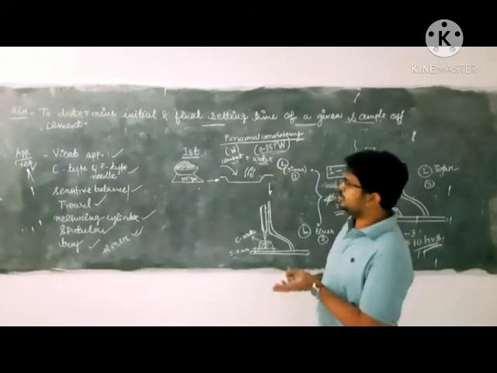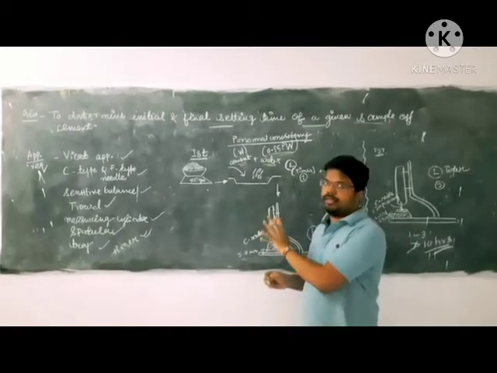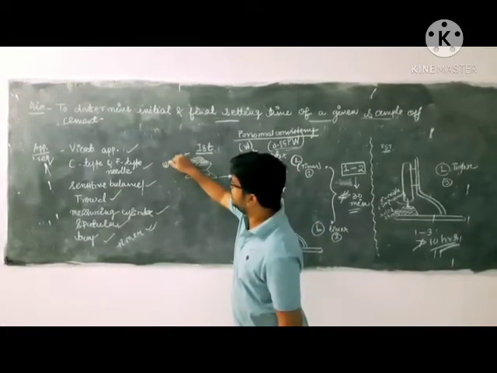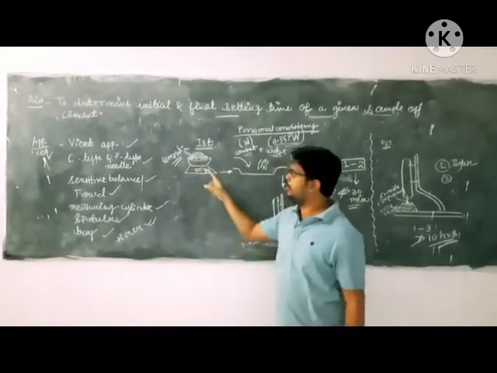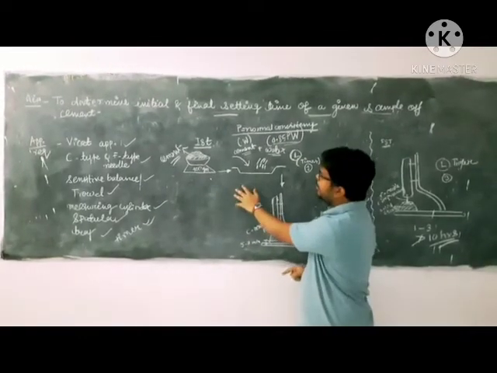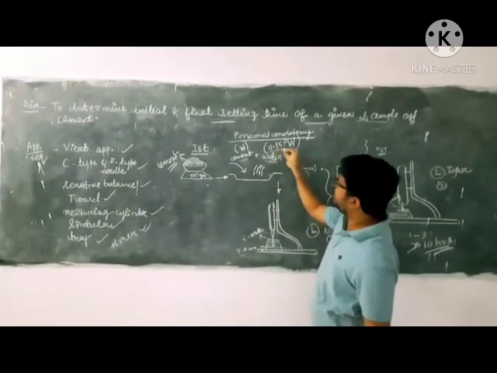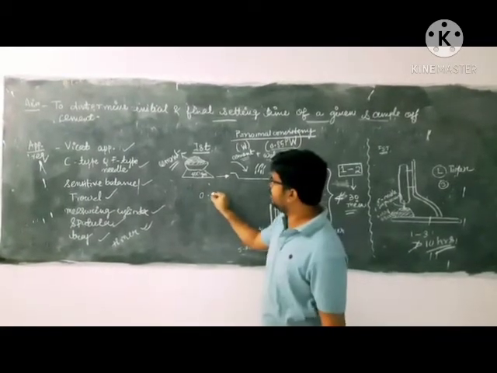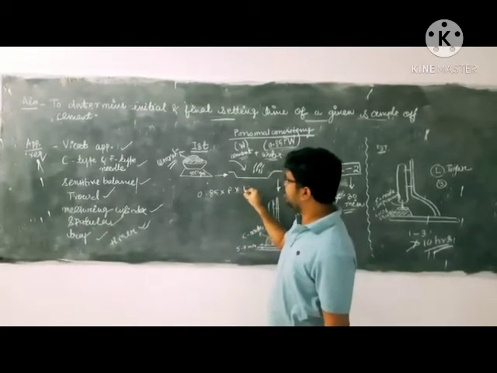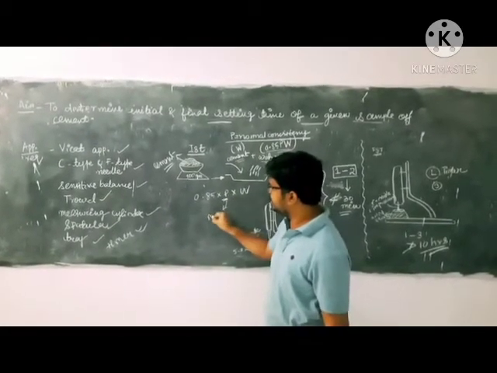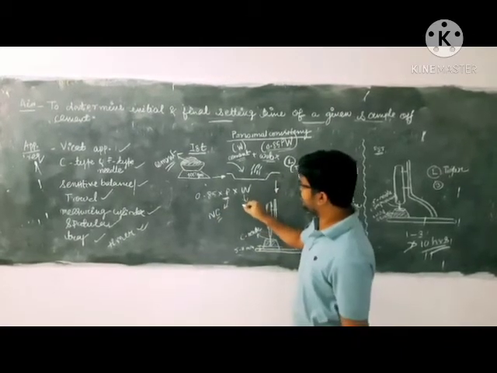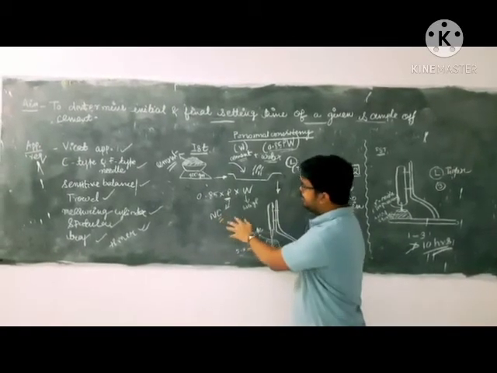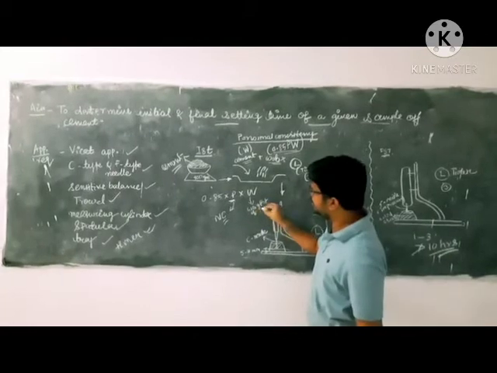So let's understand the concept in brief. First, we will take 400 gram of cement. I am talking about initial setting time. After taking 400 gram of cement, we will mix 0.85 pW amount of water. What is that? P is the normal consistency of that cement sample, W is the weight of the given cement sample.